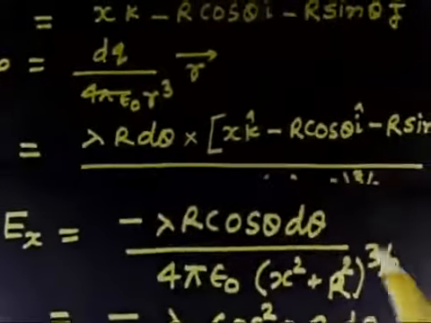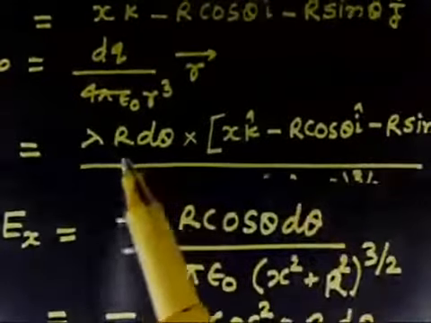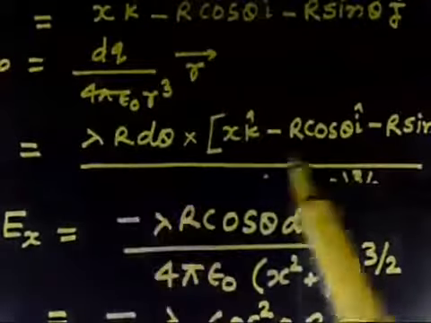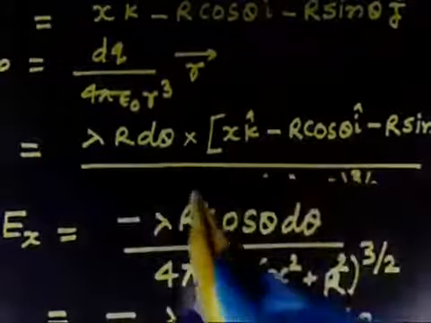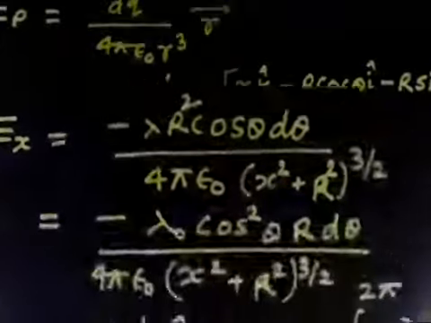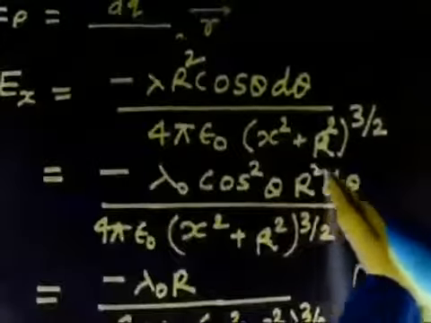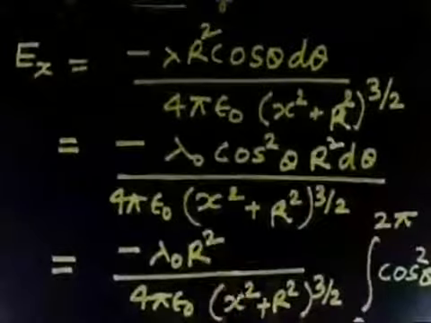Basically there is one more mistake. You see, if I write the x component, lambda r d theta into r cos theta, so this r into r will become r square. So everywhere I have to write r square. So this is r square. Here also I will have r square.